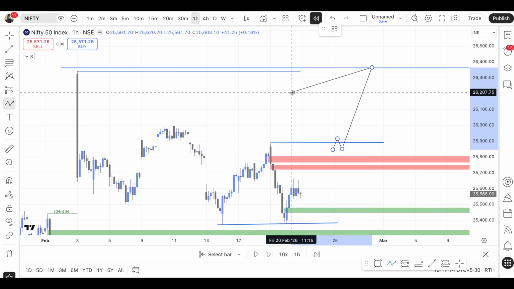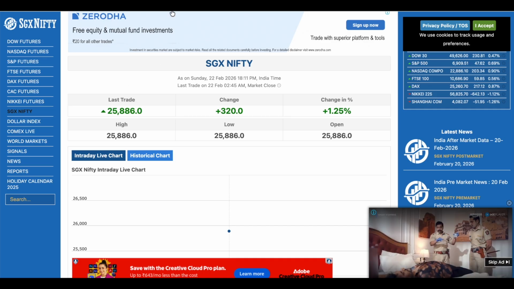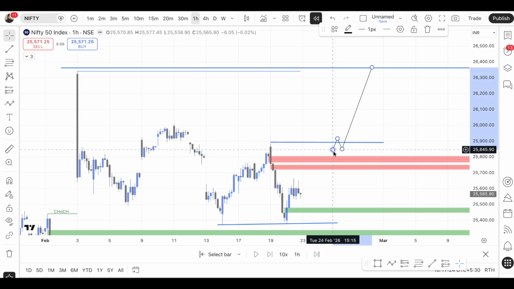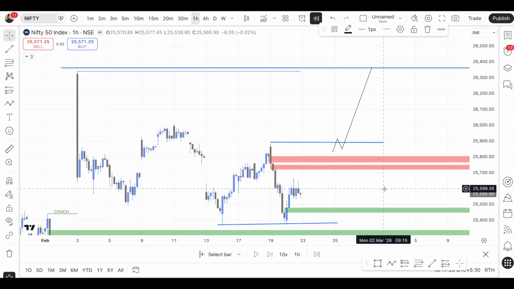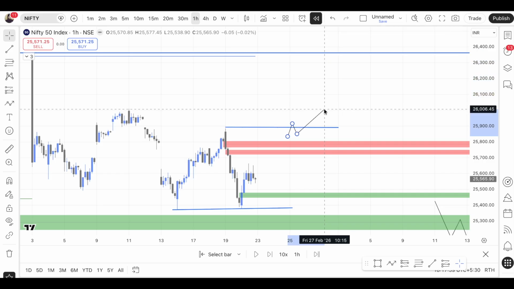The reason why I'm saying this high range is, if I see SGX Nifty, it is showing us 25,886, which is somewhere close to this range. That is why I'm talking about this particular huge gap up scenario. So the moment we get closures above 25,893 or 25,900 to be specific, we can take the market at least till 26,000 for Monday's range, the swing point high.